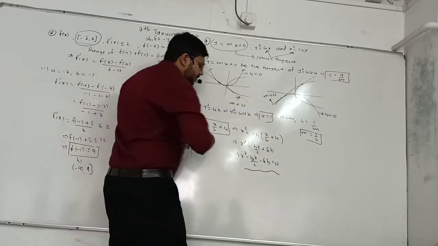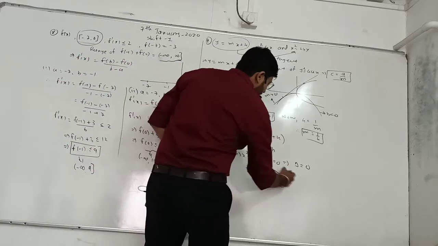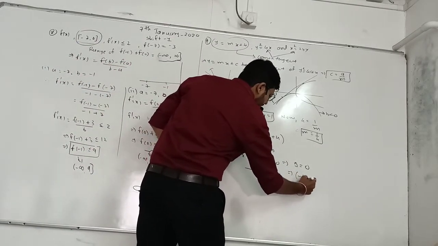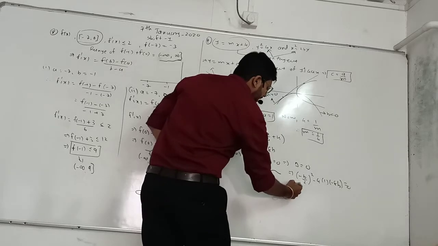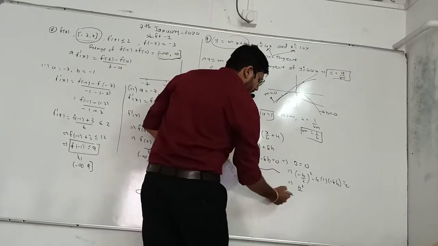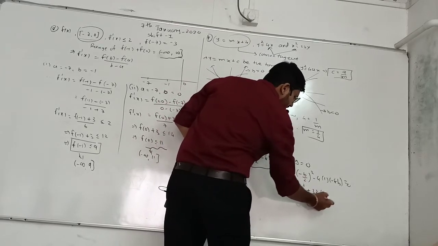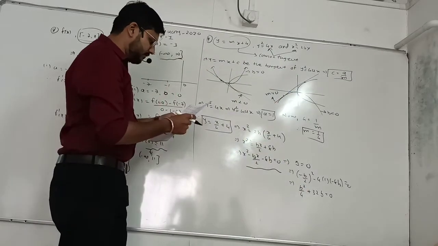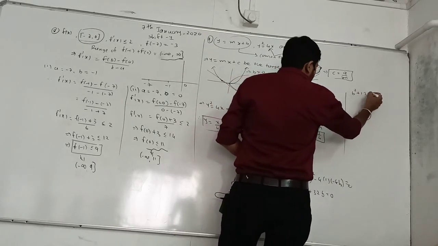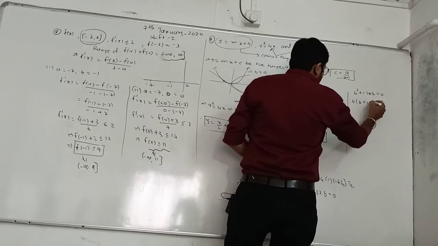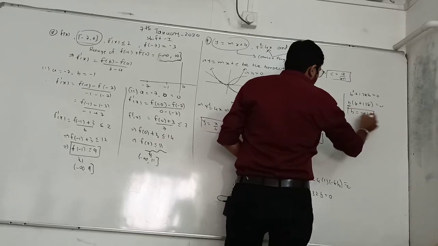So there is only one root, and for one root we need to take delta equals 0. And delta will be what? B square minus 4ac. So minus b by 2 whole square minus 4ac equals 0. So we'll get b square by 4 plus 32b equals 0. That will be the condition. So now I get b square plus 128b equals 0. So b into b plus 128 equals 0. So b equals 0 is not possible. So the answer is b equals minus 128.